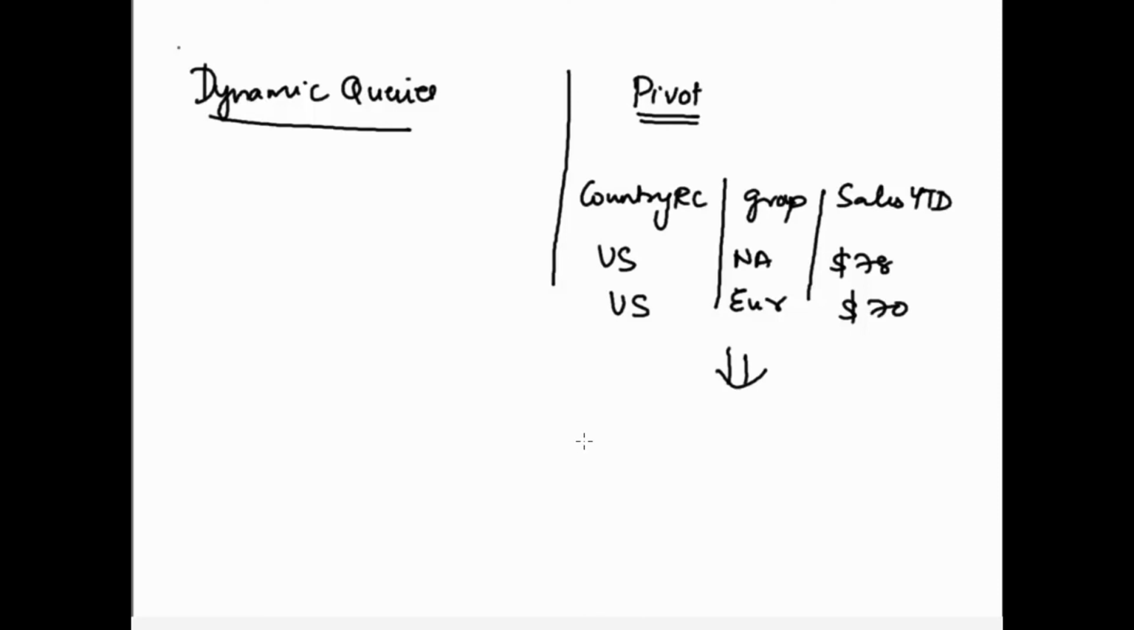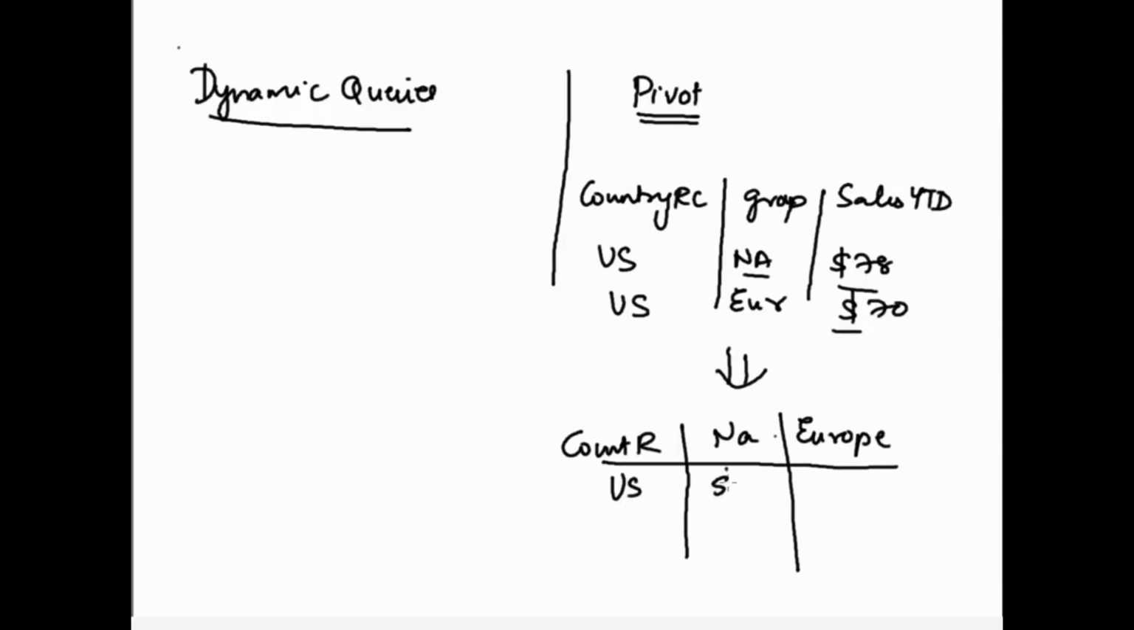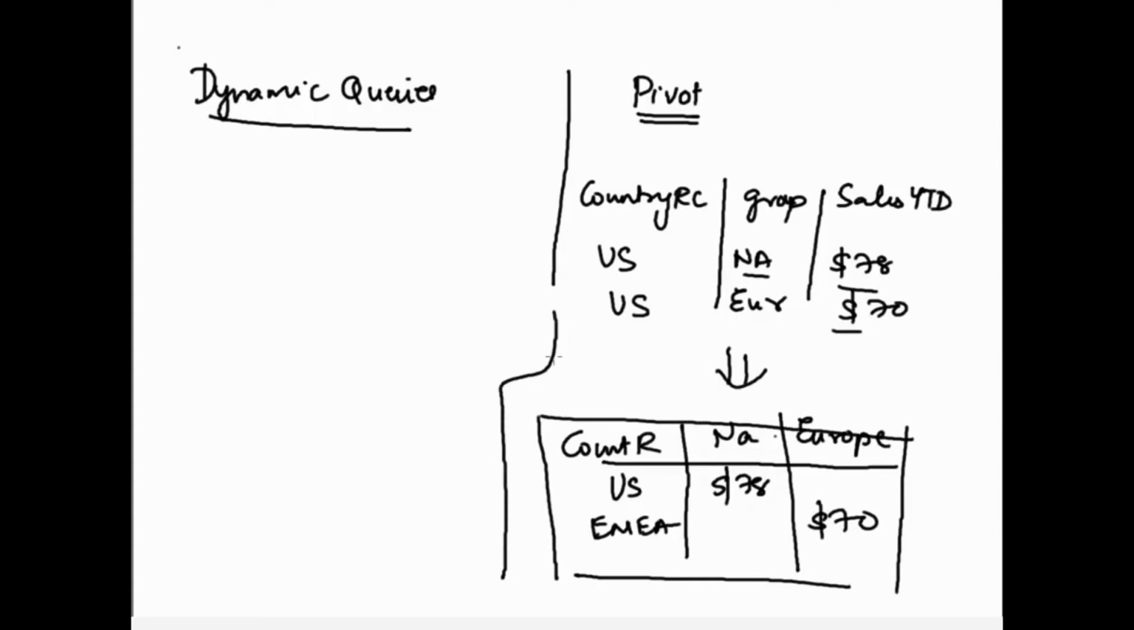Now, when we pivot this, it's basically interchanging your rows and columns. So we'll say your country region code US, and you will make these values as columns. So North America and say Europe, I'm just making this up, and you'll start pushing in values. So North America will be 78, and then you'll have something like EMEA has $70 and something like that. So what we have essentially done here is interchanged our rows and columns.